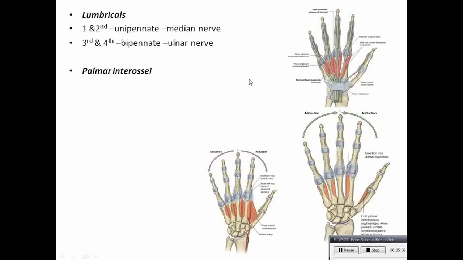Now palmar interossei are another group of muscles which can be seen in this area. Again, 1, 2, 3, 4 palmar interossei. There are 4 palmar interossei. They all are unipinnate muscles and they are supplied by the deep branch of ulnar nerve.